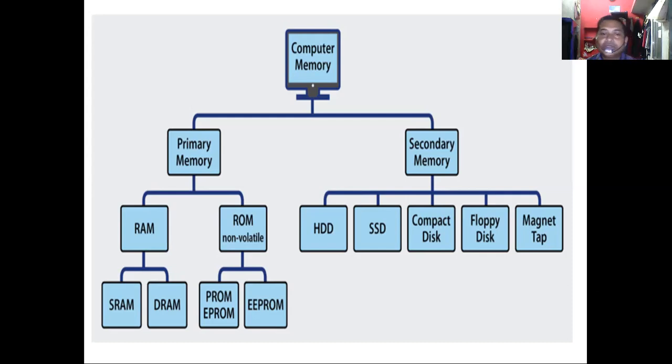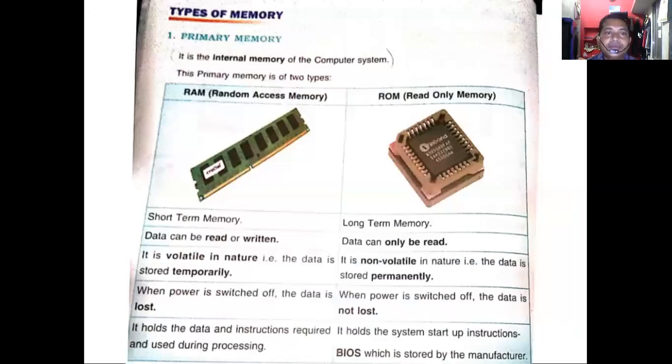And secondary memory. Secondary memory is your storage device, like hard disk, SSD, compact disk, floppy disk, and magnetic tape. And next, types of memory. The primary memory is the internal memory of the computer system. This primary memory is of two types, RAM and ROM. RAM means random access memory. ROM means read-only memory. RAM is short-term memory and ROM is long-term memory.